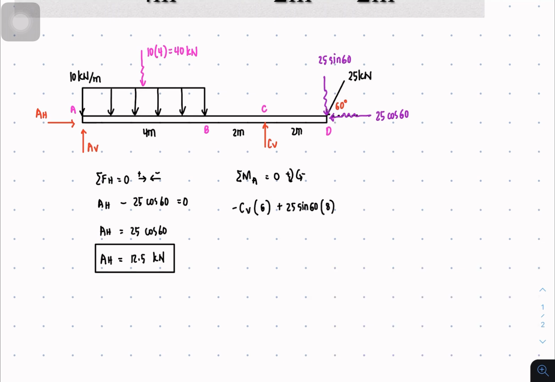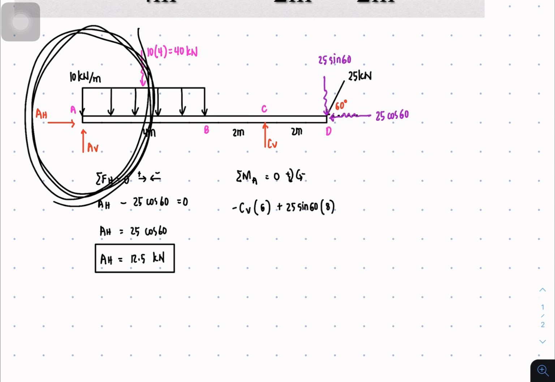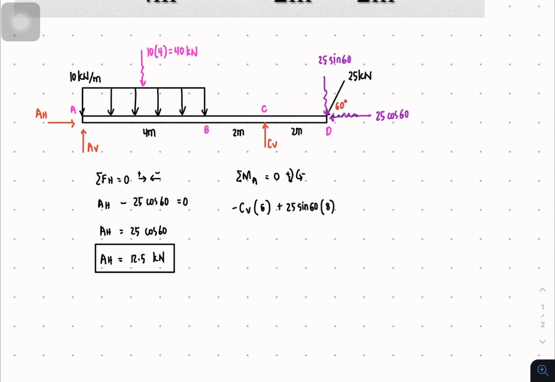Okay, the next one is this 40. So 40 is downward, so it's gonna rotate about point A with a clockwise direction. So it's going to be plus 40 times the distance. What is that distance equal to? Actually it's 1/2 of 4. So this is 2 meters on the left, and also 2 meters from the right. So I'll just write here 2 meters as well. Okay, so the distance of the moment arm is 2 meters.